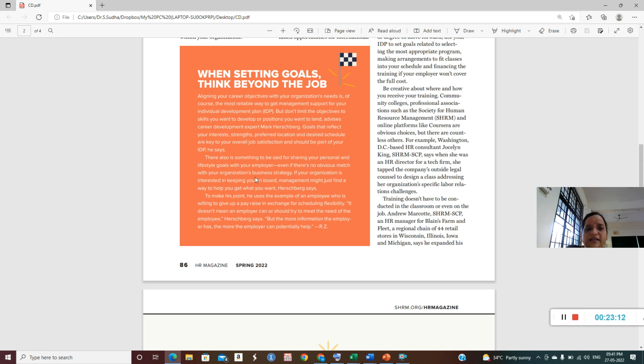So goals that reflect the interests, the strengths, the preferred location, and the desired schedule will give you overall job satisfaction. And this should play a vital role in your individual development plan. Okay, this particular article also highlights the personal and lifestyle goals of individuals, right? And the organization's interests, the board's management, all these things need to be looked into. The willingness of the employee to work also plays a vital role. This is the individual set, for the employees, which would be different. So he will be able to showcase his potentiality.